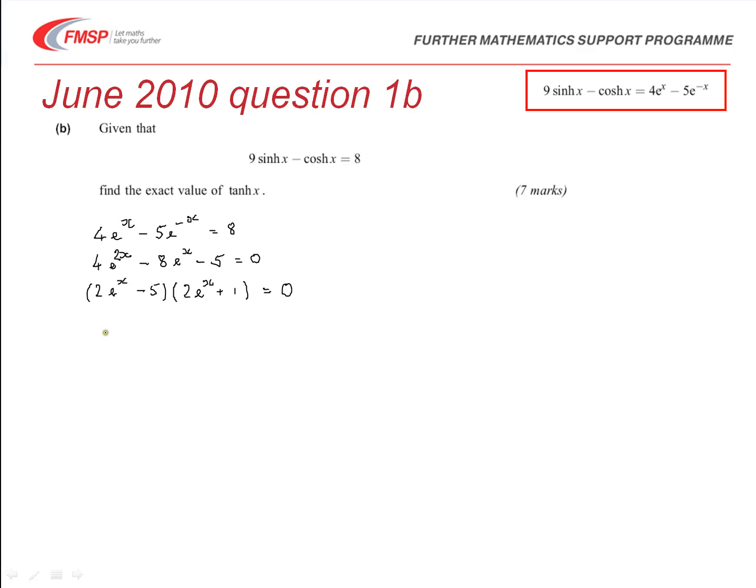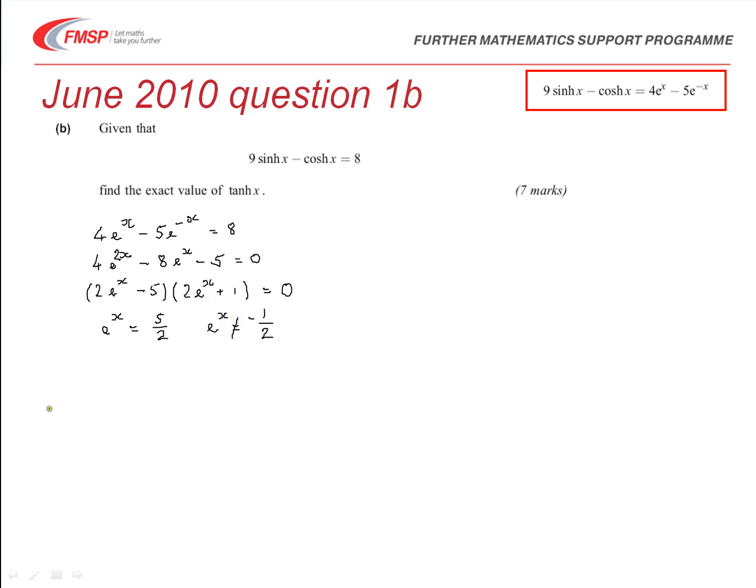And so you can see from this we've got two possible values of e to the x. To make this first bracket 0, e to the x would be 5/2. To make the second bracket 0, e to the x would have to be -1/2. But of course, as soon as I get that negative value, I go, no, because what do you know about e to the x? Well, e to the x is always a positive function. Think about what the graph looks like. So this value is of no use to you whatsoever.